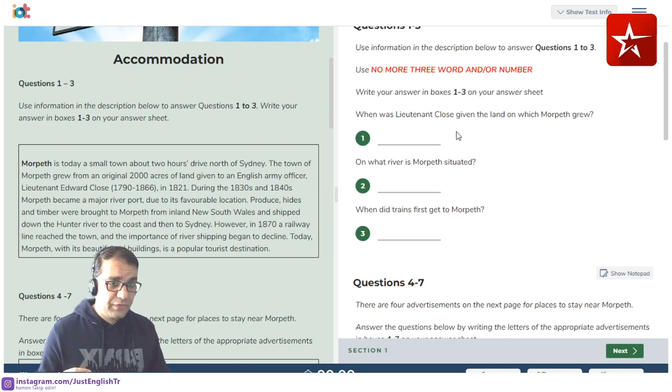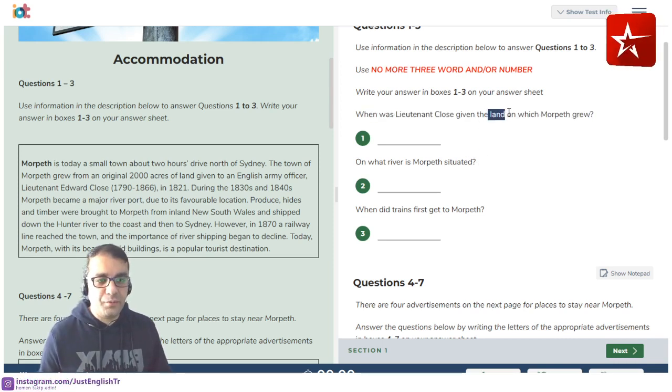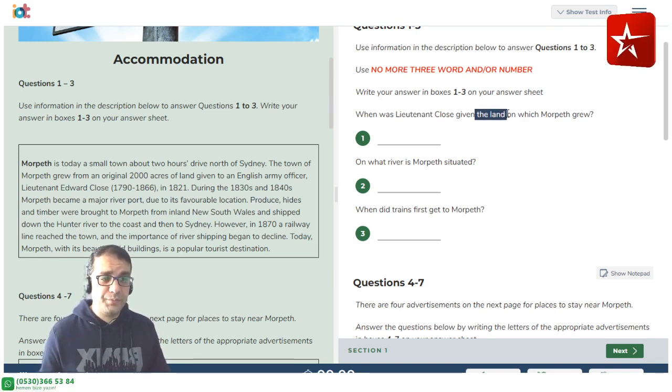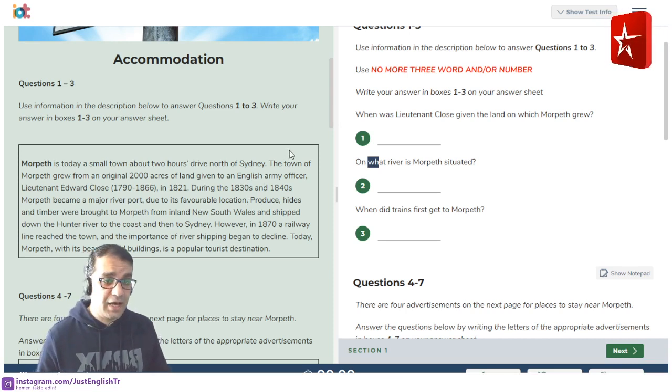First, you will read the question here. After that you will see where the answer is and where the keywords are. Is it like when, or what kind of WH question are we talking about here? And how to find an answer.